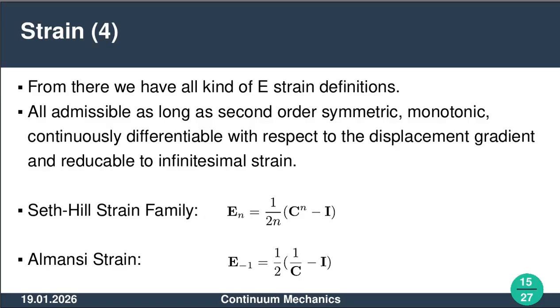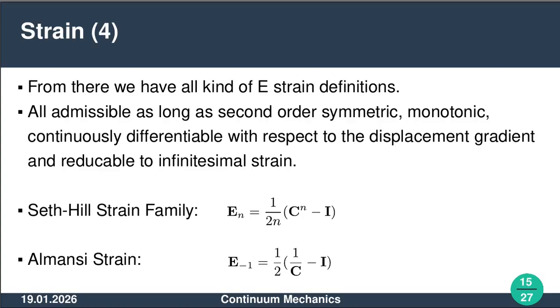So from the general definition of a Lagrangian strain tensor E, a whole family of strains have been derived by Seth and Hill, all admissible as long as the second order symmetric positive definite nature is preserved, and as long as they are also compatible strains, meaning they are continuous, monotonic, and derivable with respect to the displacement gradient, and the deformation field can be recovered from them. It's very important. That's the definition of compatible strains. These admissible strains must also reduce to the same infinitesimal strain when needed. So the Seth-Hill strain family reads En equal to 1/2n open bracket C to the power of n minus identity close bracket.